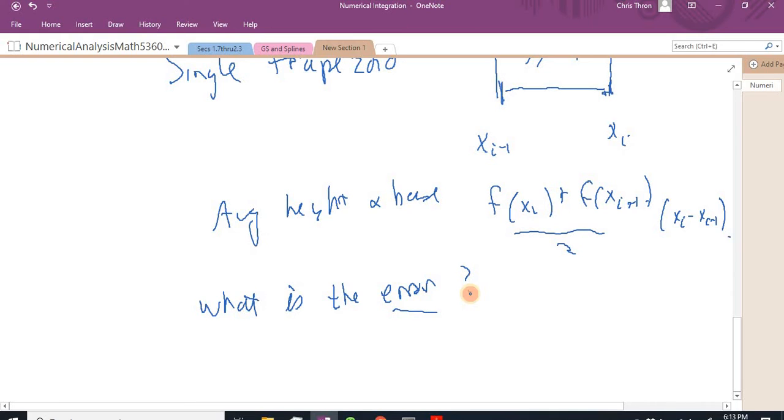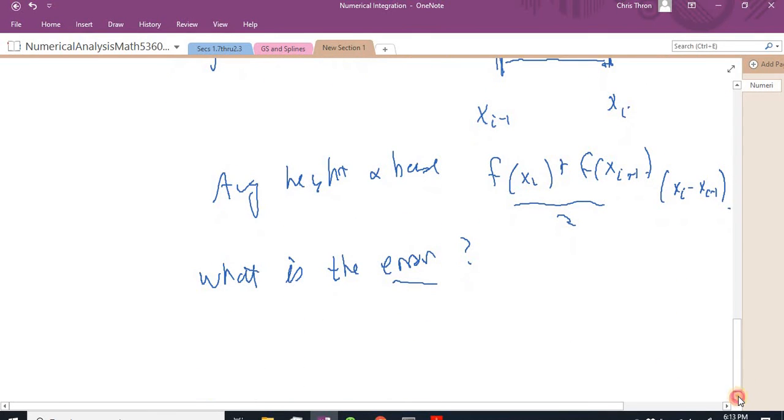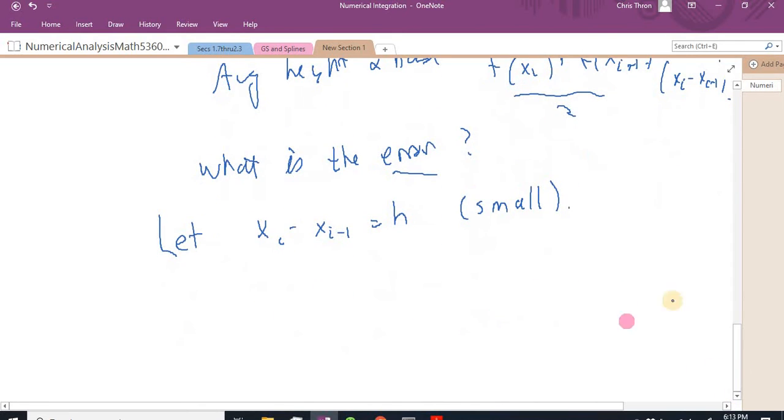Okay, and I don't want the exact error, but I want the order of the error. What does it depend on? So let's suppose we let xi minus xi minus 1 be equal to h, and that's going to be small. Okay. So I can do a Taylor expansion.